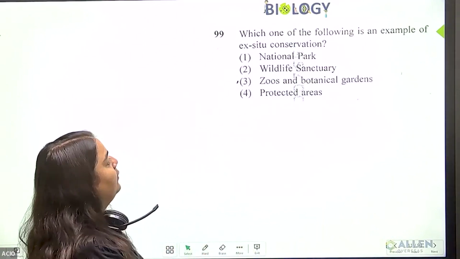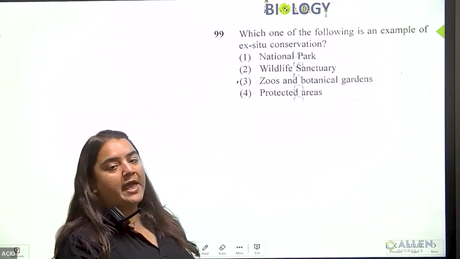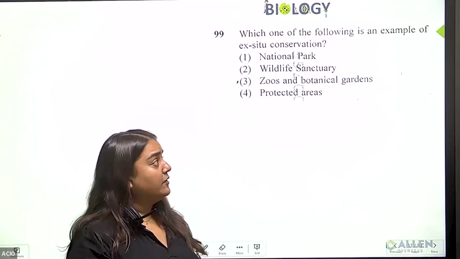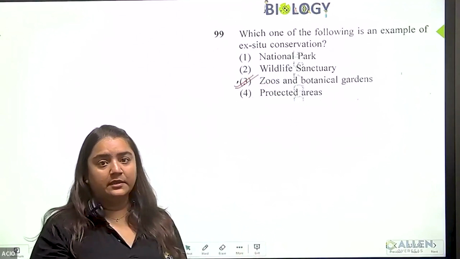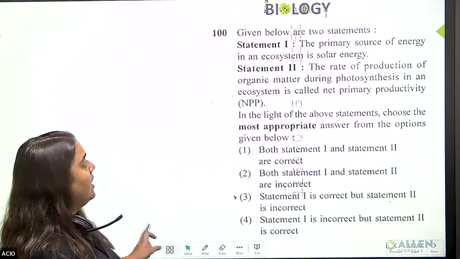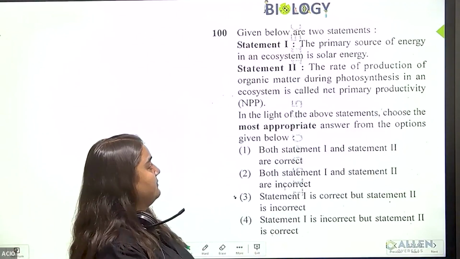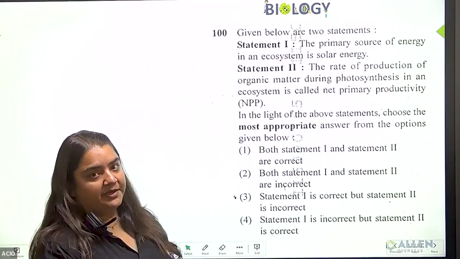Which of the following is an example of ex situ conservation, that is off-site conservation, that is your zoological park and botanical gardens? Given below are two statements, and we have to find out the appropriate answer.